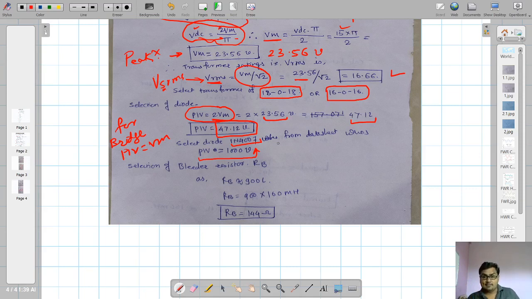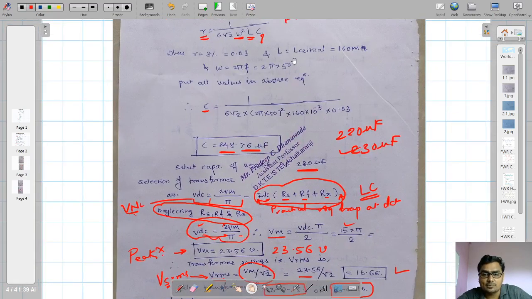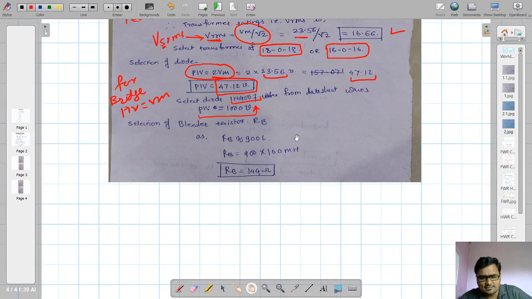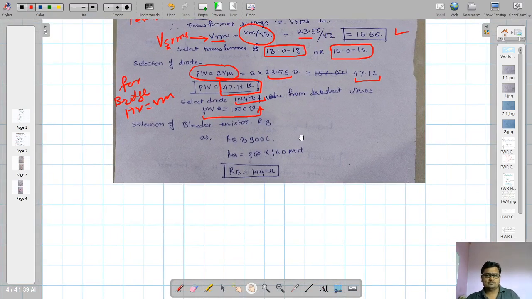And then lastly I am selecting the bleeder resistor. Why am I selecting a bleeder resistor? See, I told you that the value of inductor that I have calculated is 160 millihenry. Whether 160 millihenry is available in the market, you go to the market and search for it, you will never find it. So as 160 millihenry is not available, compulsorily we have to take its nearby value. If 150 is available, we have to take that; if 100 is available, we have to take 100. It means I am not taking the exact value for the inductor. It means I have to use a bleeder resistor.